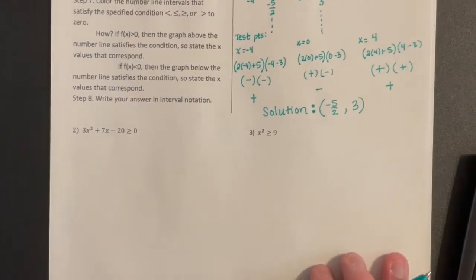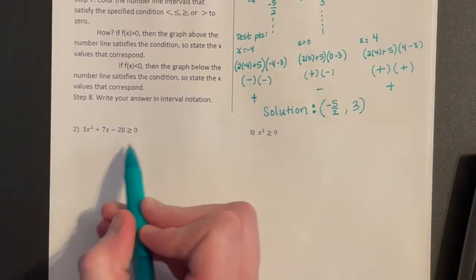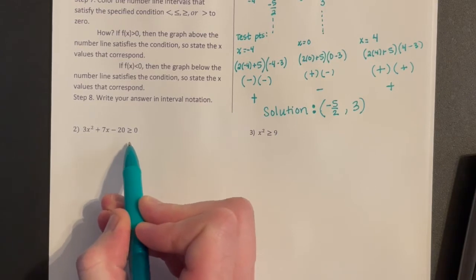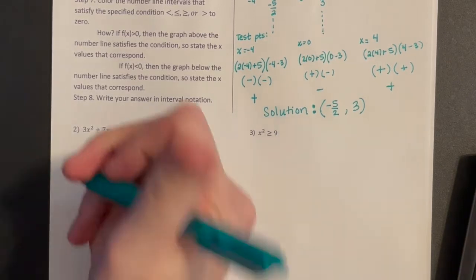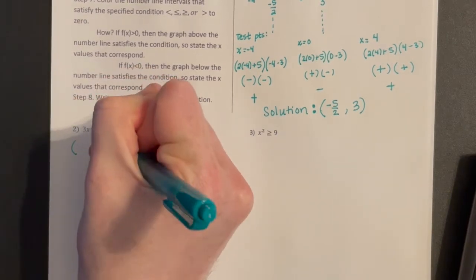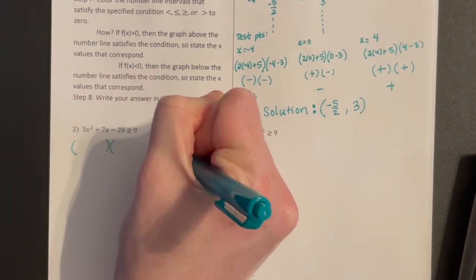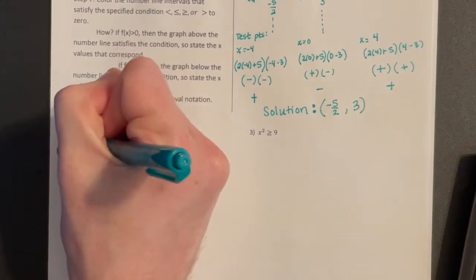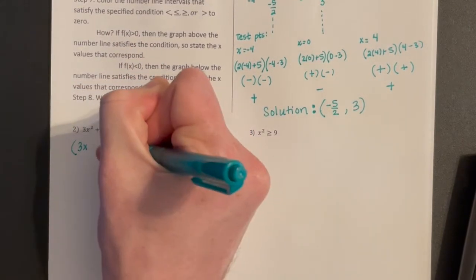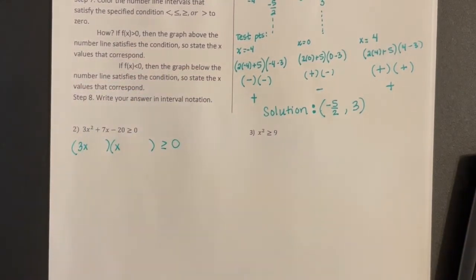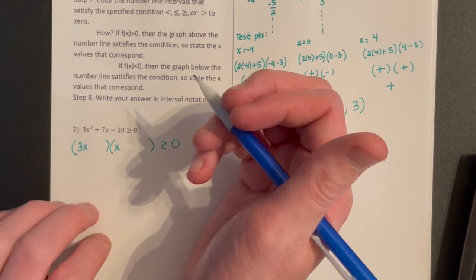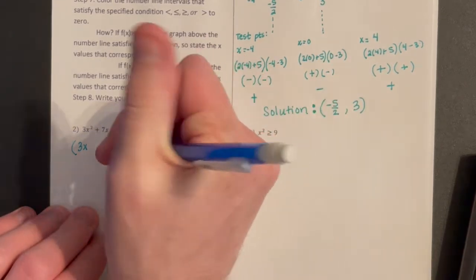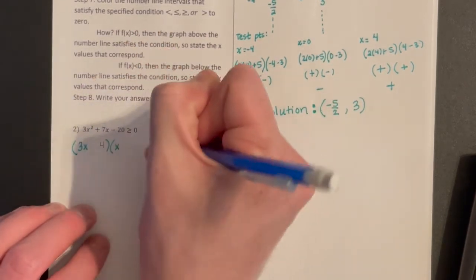All right, let's look at 2. It's already set to 0. We've got everything on the left side. So let's try to factor if we can. X squared came from multiplying 3x times x, and factors of 20. Now there's a few more different factors of 20. You could do 2 and 10, 4 and 5, and see which one ends up working. Let me try 4 and 5.